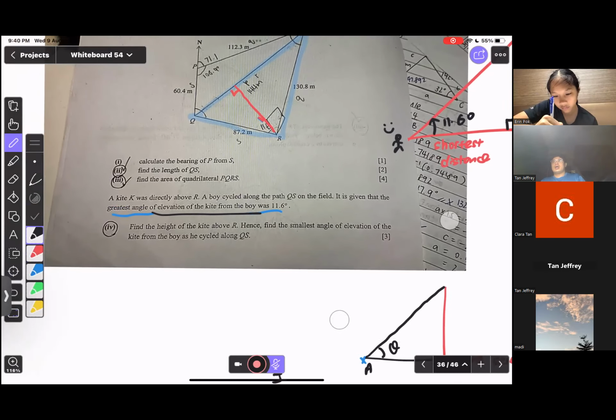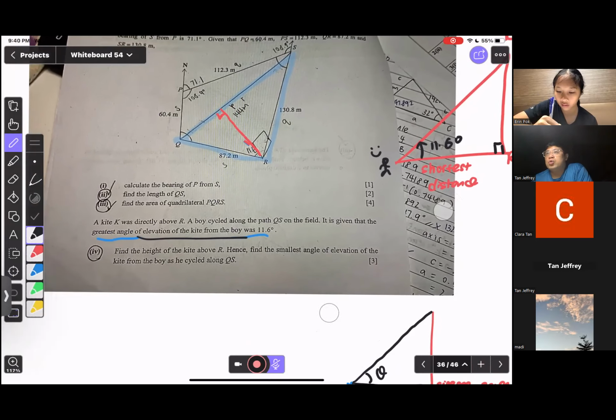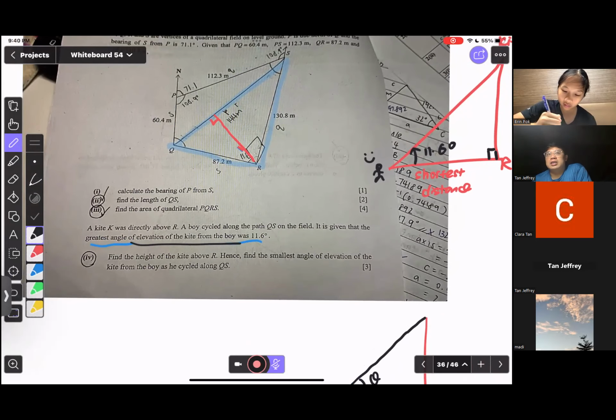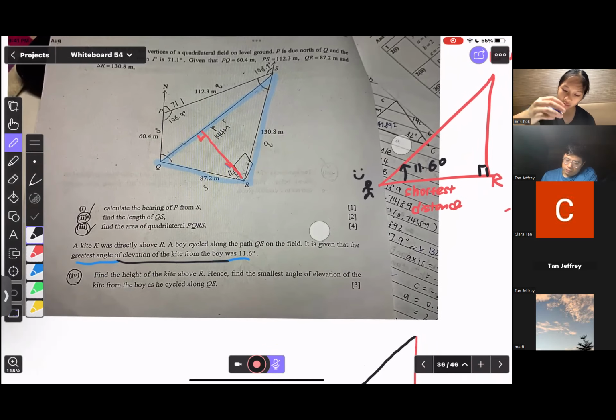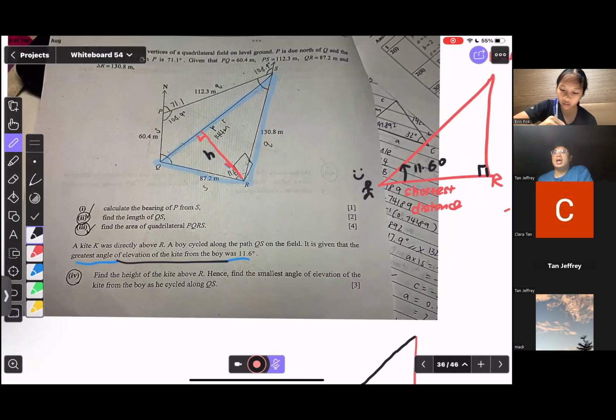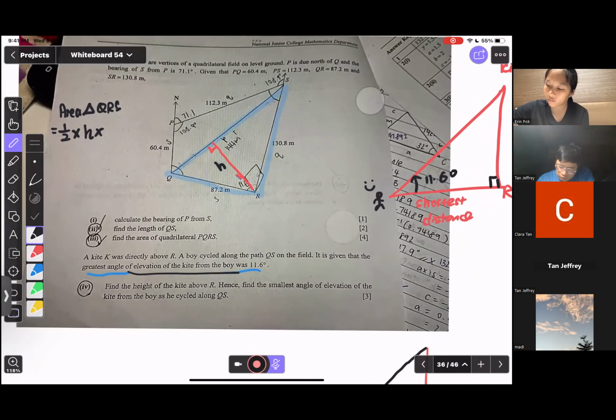Okay? So this shortest distance, I want you to see it as the height of the triangle QRS. Help me to see this H as the shortest distance, as the height of the triangle. So the area of triangle QRS can be written as half times H times QS, which is 144. What did you find for QS?